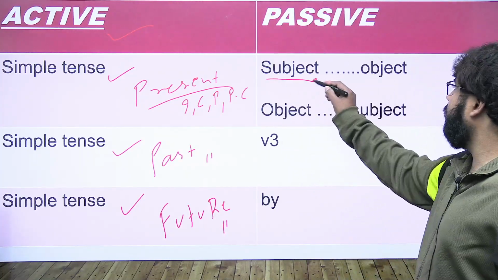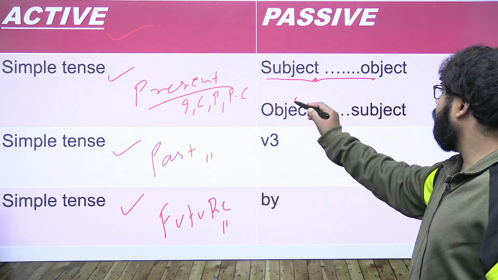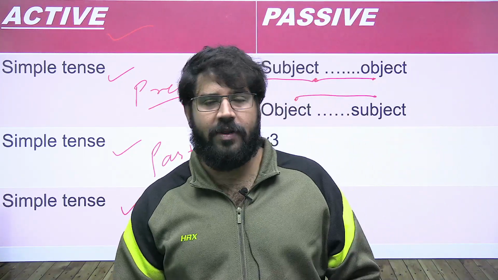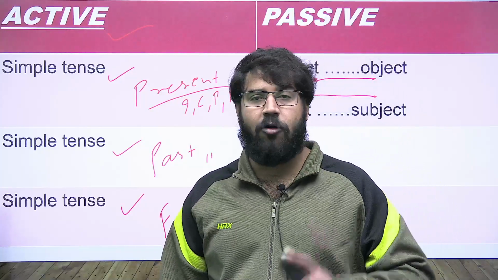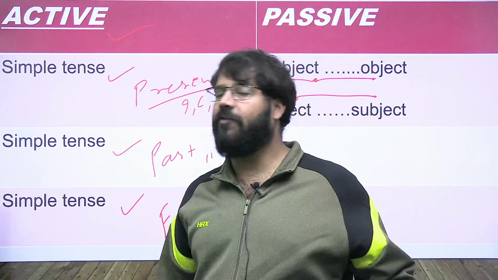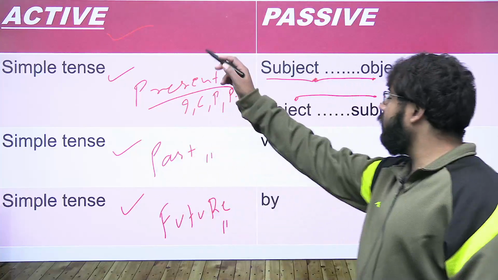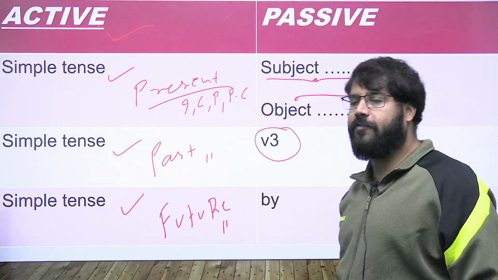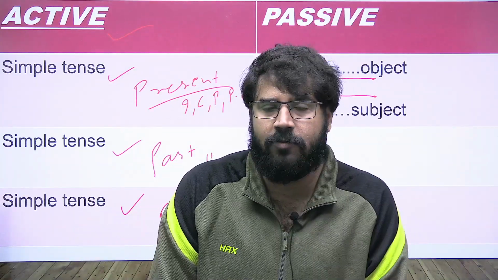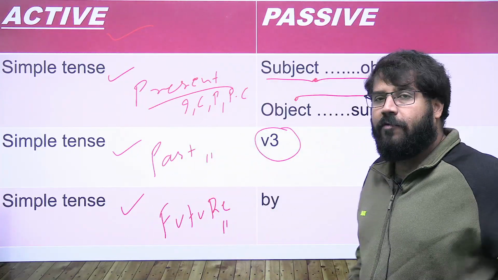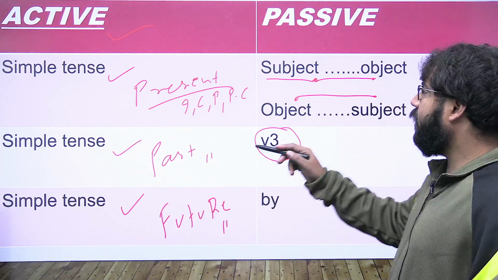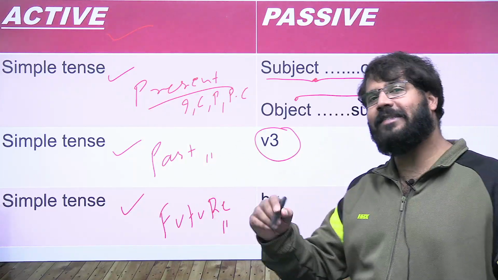Subject should be converted into object and object should be converted into subject. Rule number one, the first most important thing is that you will have to convert the subject into object and the object into subject. By using these rules, you will also have to use the third form of the verb every time in passive voice. It is the basic and universal rule.